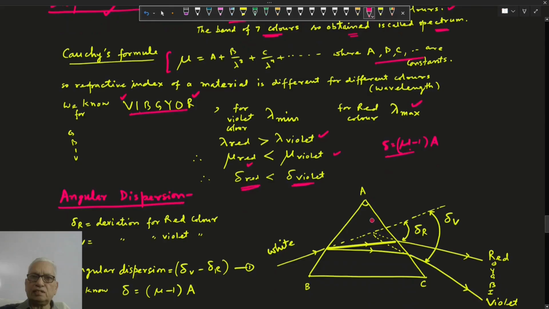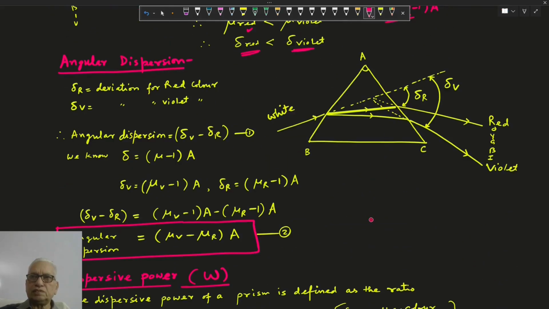You can see this in angular dispersion. Suppose this is the white light, which is converted into 7 colors, in the sequence violet to red. We know red color is least deviated, whereas violet color is maximum deviated. Here we are getting the 7 colors. So delta R is the deviation for red color and delta V is for violet color.